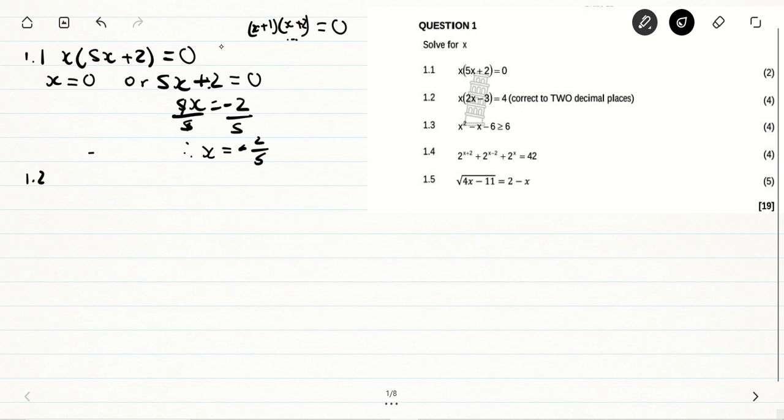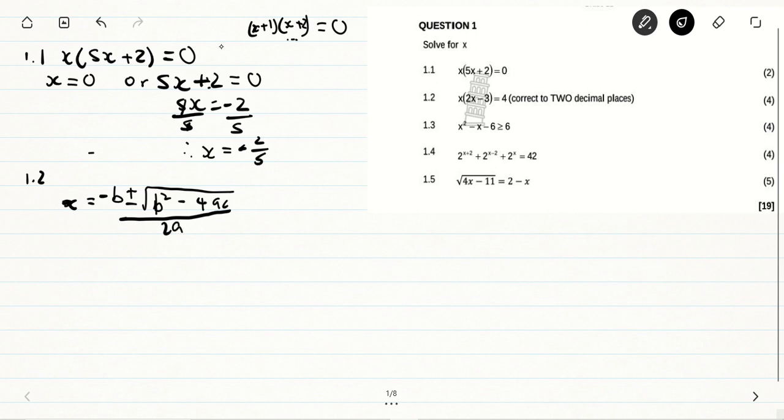On 1.2, you are told to write your answer correct to 2 decimal places. Whenever they say correct to 2 decimal places, what should come to your mind is the quadratic formula, because they know that you will not be able to solve this question by factorizing it. So quickly write down your equation. Now x in general will be equal to negative b plus minus the square root of b squared minus 4ac, all over 2a. This is the formula you're going to be using.